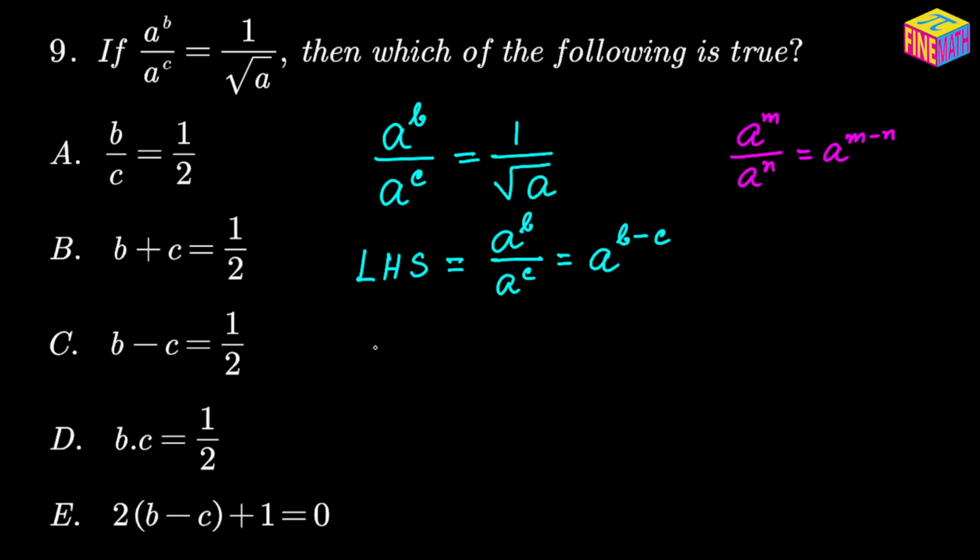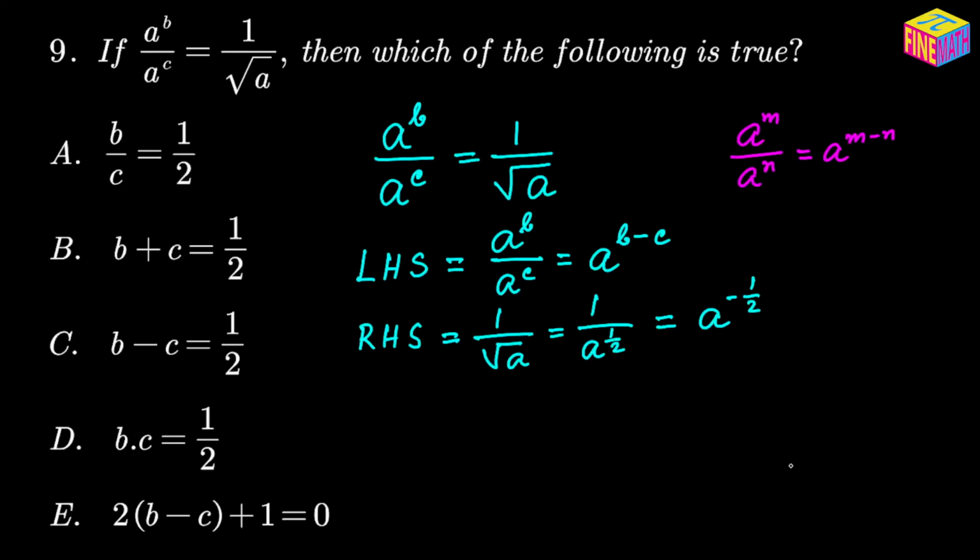And similarly, what is our right hand side? Well, our right hand side has 1 over square root of a. So can we write it as 1 over a to the power 1 half, because square root gives us an exponent of 1 half? And because it is in a reciprocal form, whatever is the power, it will become a negative power, so it will become a to the power negative 1 half.